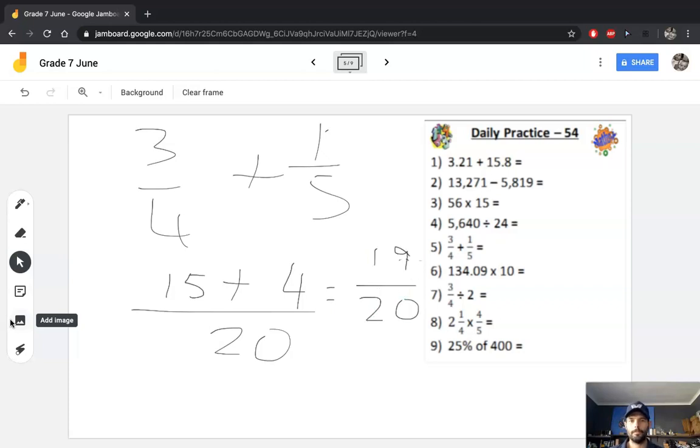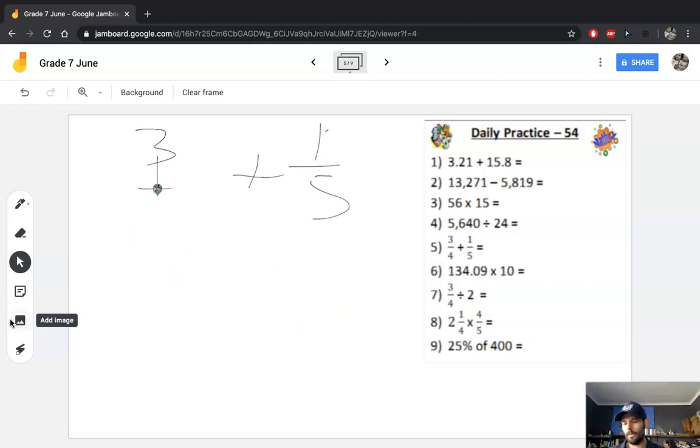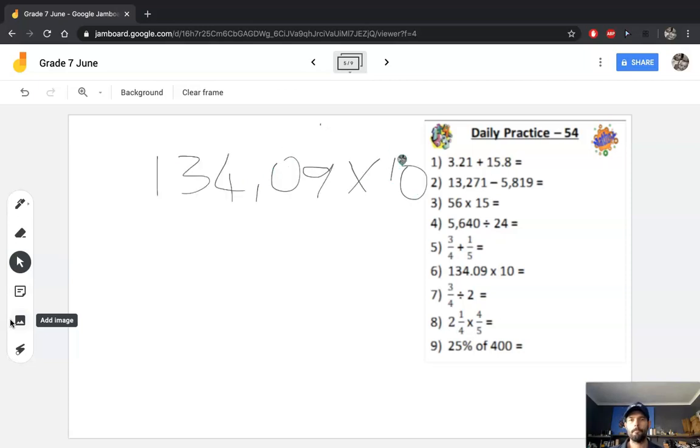We are multiplying by 10 in question 6, and I'm pretty confident that you guys understand that when you multiply by 10, the number you're multiplying gets one place bigger. So it's 134,09 multiplied by 10. So that will become 1,340,9.